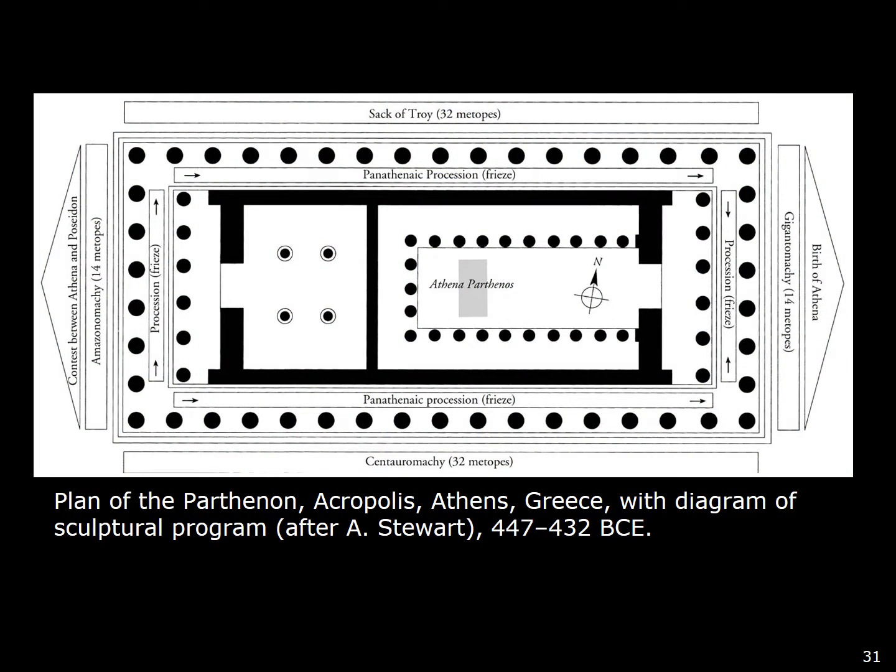Here's a plan of the Parthenon, and you can see that arrangement of the pillars and the sculptures. Those marbles that were carried off by Lord Elgin are in the friezes. The Panathenaic procession frieze, the sack of Troy, is up in the metopes on that side, and all of these marble pieces that were looted from Greece by the British are still there.